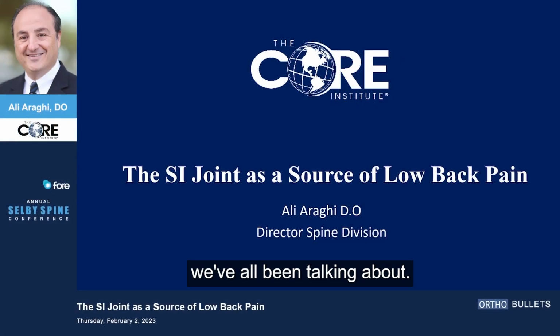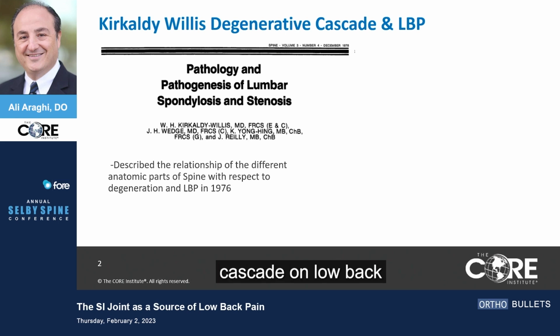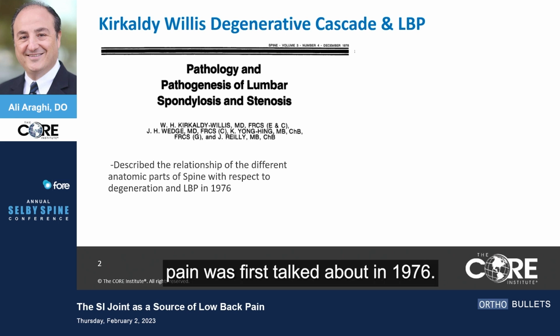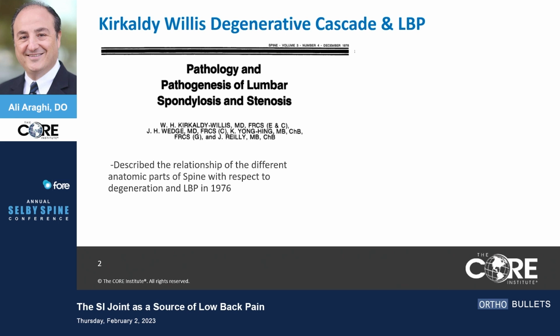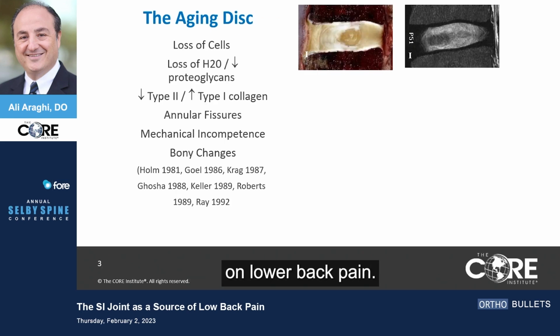Conundrum that we've all been talking about. So as we know, the Kirkcaldy-Willis degenerative cascade on low back pain was first talked about in 1976, which they talked about the relationship to the different anatomic parts of the spine with respect to degeneration and lower back pain.